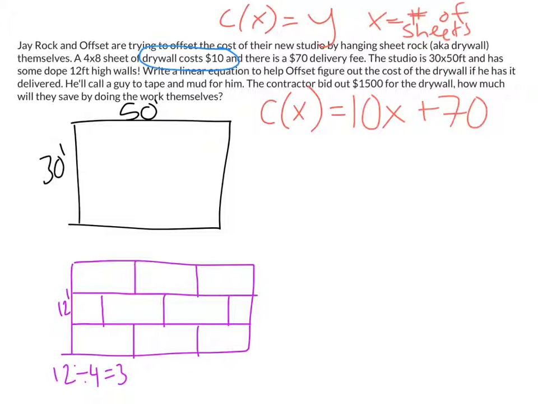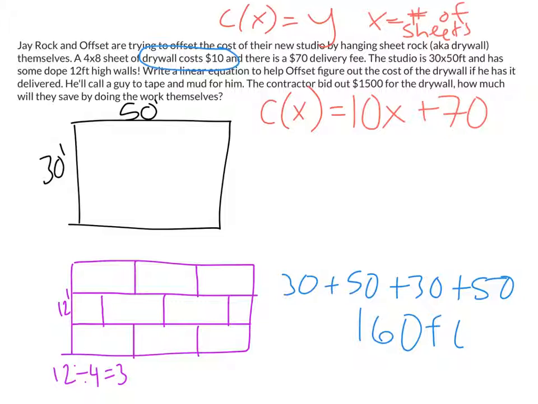This sounds like a perimeter type problem. I'm going to find my perimeter. So if I do 3 plus, oops, that's a 30, not a 3. And I'm going to move this down here. 30 plus 50 plus 30 plus 50, or I can do 30 plus 50 and then multiply that by 2. I get 160 feet, right?